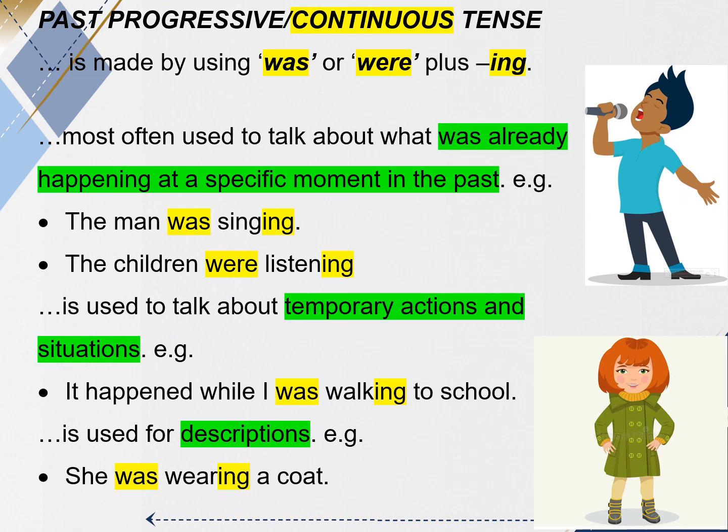Then it also could talk about a temporary action or a temporary situation. It happened while I was walking to school. So this is something that's past, but this is when you're explaining something, or a description. You've heard it in all these films and stories about crime. What was she wearing? She was wearing a coat. He was wearing long denims, blue denims and a red shirt, something like that.